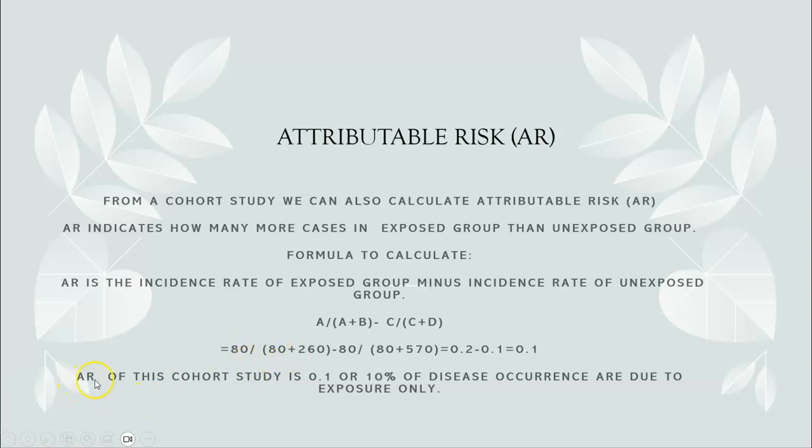The attributable risk of this cohort study is 0.1, or we can say 10% of the disease occurrence is due to the exposure only. So the attributable risk basically tells us how many disease occurrences are due only to the exposure.